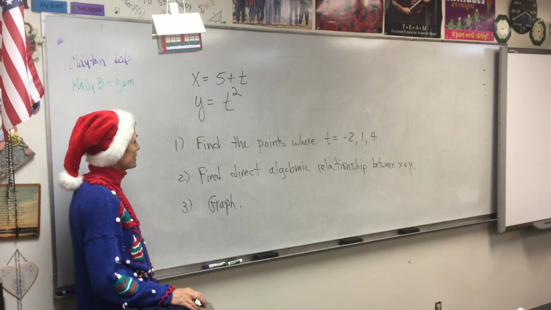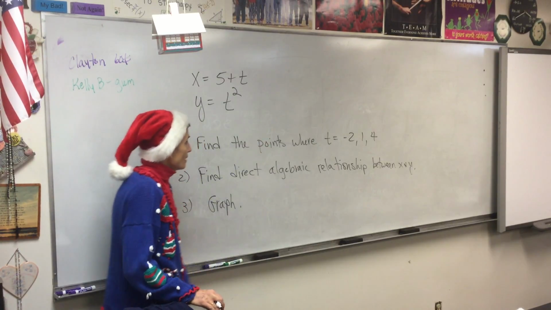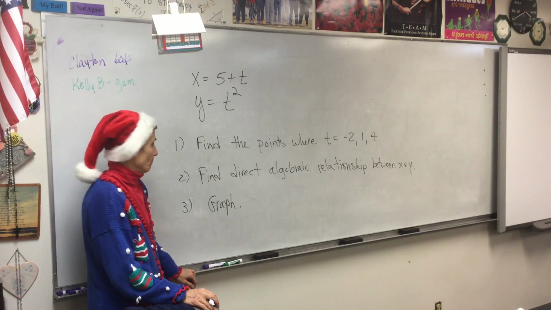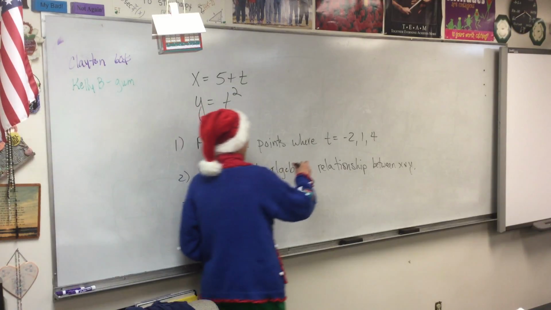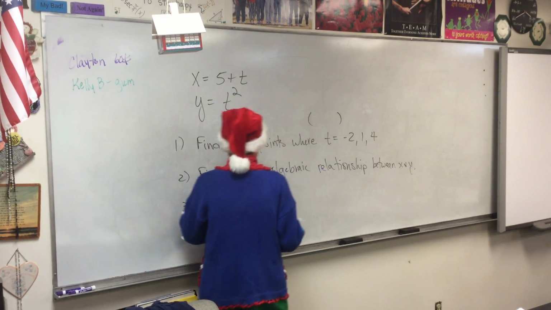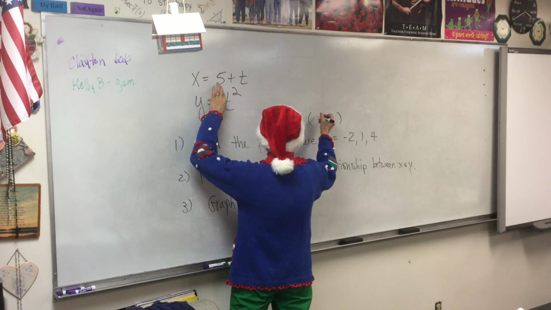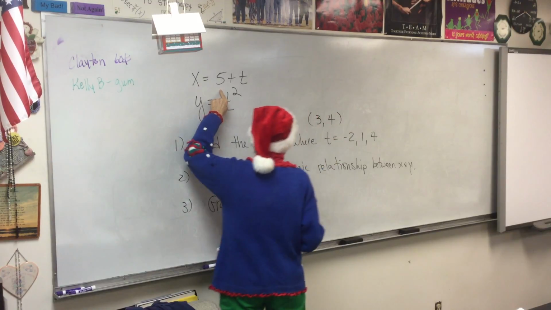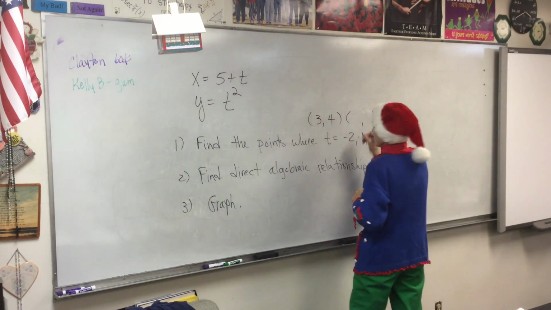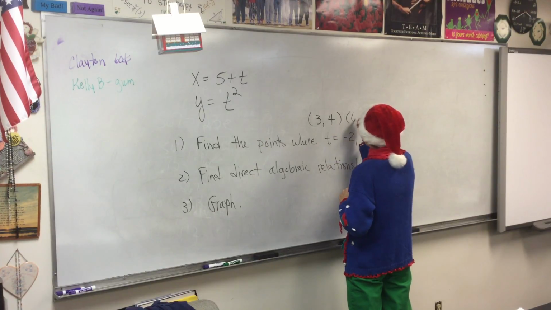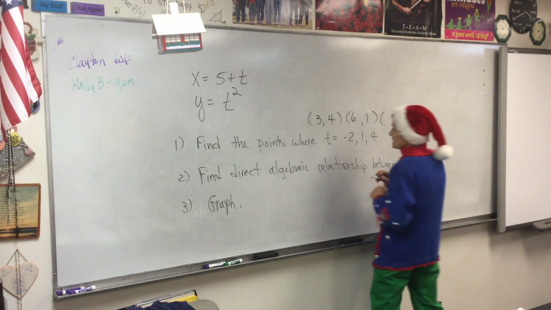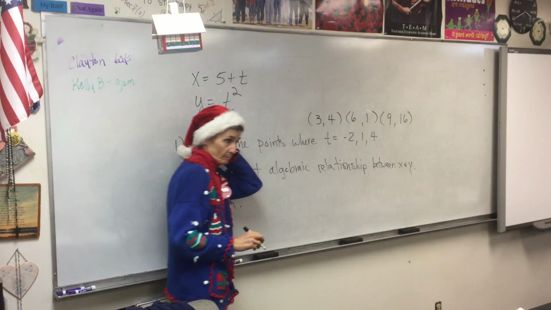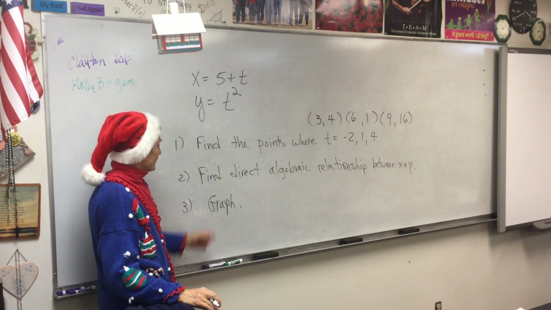All right, so here we go. Here's our system of parametric equations. We want to find the points where t is -2, 1, and 4. So what do we do? We plug them in. If t is -2, that point would be 3, 4. If t is 1, that point would be 6, 1. And if t is 4, that point would be 9, 16. Easy.